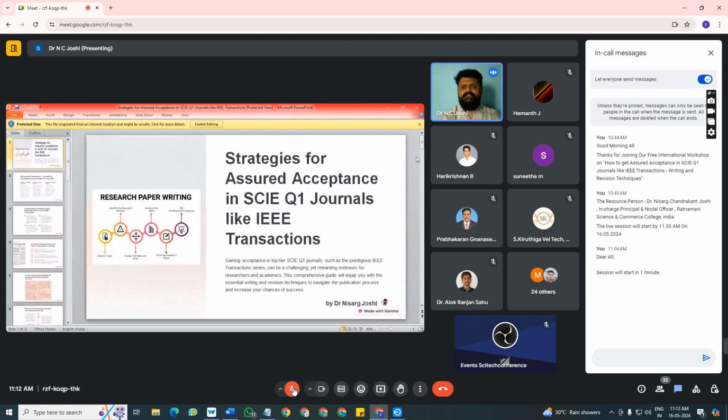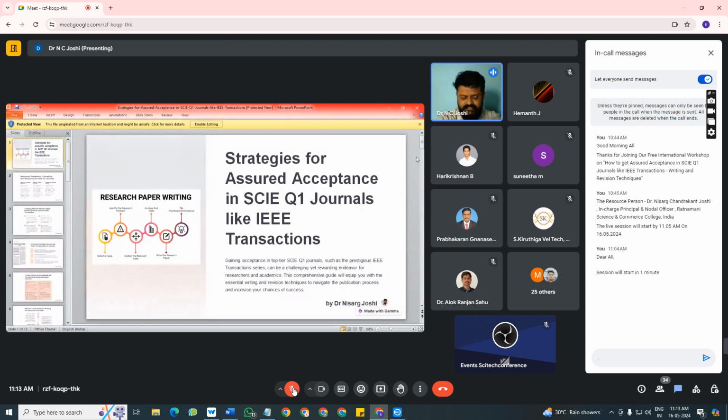Today's topic is strategies for assured acceptance in SCIE Q1 journals like IEEE Transactions. First, what is SCIE Q1? SCIE means Science Citation Index Expanded: S for Science, C for Citation, I for Index, and E for Expanded. Now we have four types of journals: Q1, Q2, Q3, and Q4. Q1 means top 25% journals. Q2 means 25 to 50% journals. Q3 means 50 to 75% journals, and Q4 means 75 to 100%.